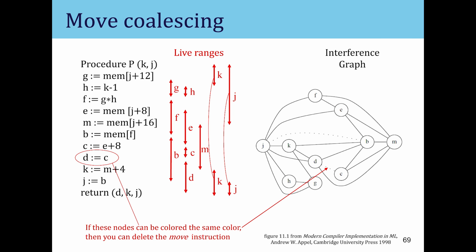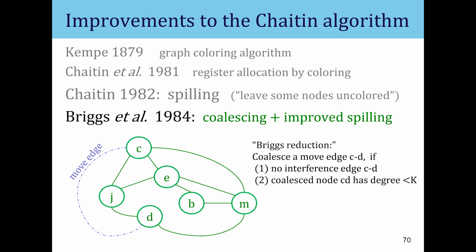And Briggs's reduction is to coalesce a move edge, CD, that is, merge those nodes together, if there's no interference edge from C to D, and if the coalesced node CD would have degree less than K. Because you don't want to remove moves at the expense of more loads and stores. That would be a disaster. All right, so that's Briggs's algorithm.